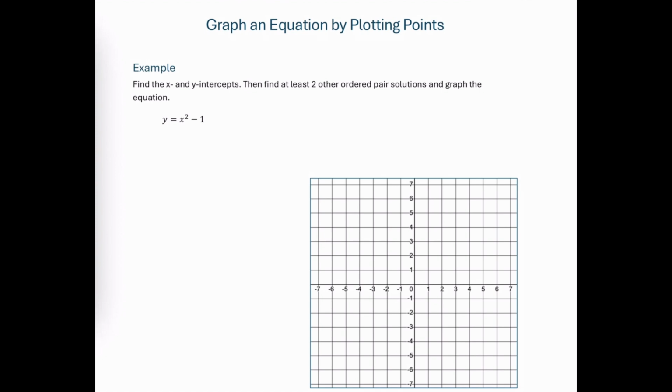Graph the equation by plotting points. The first points that we want to find are the x and y intercepts. Let's recall that in order to find the x-intercept on any graph, we'll plug in y is equal to 0 and solve for x. In order to find the y-intercept on any graph, we'll plug in x is equal to 0 and solve for y.